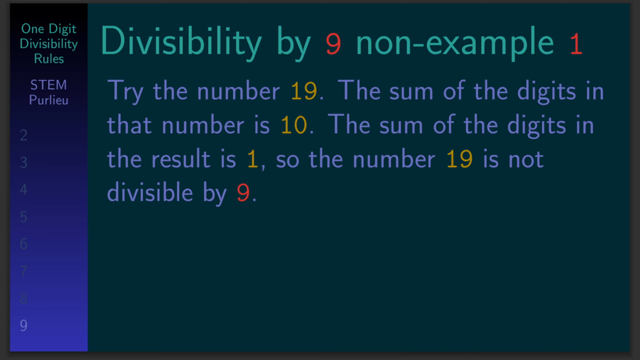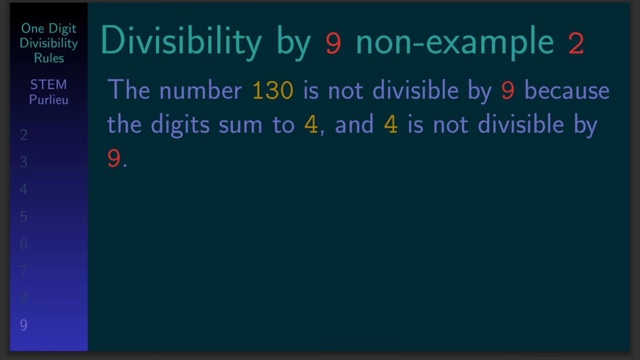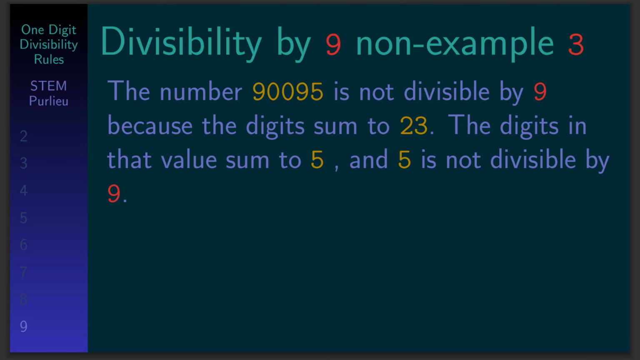Now let's look at the number 19. The sum of the digits of the number is 10. The sum of the digits in the result is 1, so the number 19 is not divisible by 9. The number 130 is not divisible by 9 because the digits sum to 4, and 4 is not divisible by 9. The number 90,095 is not divisible by 9 because the digits sum to 23. The digits in that value sum to 5, and 5 is not divisible by 9.